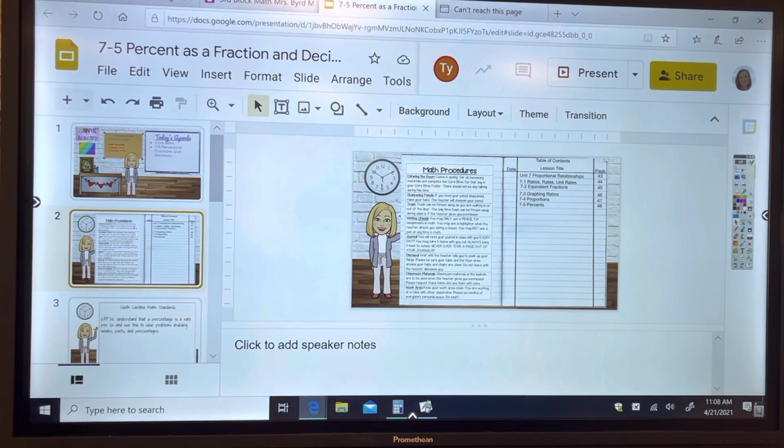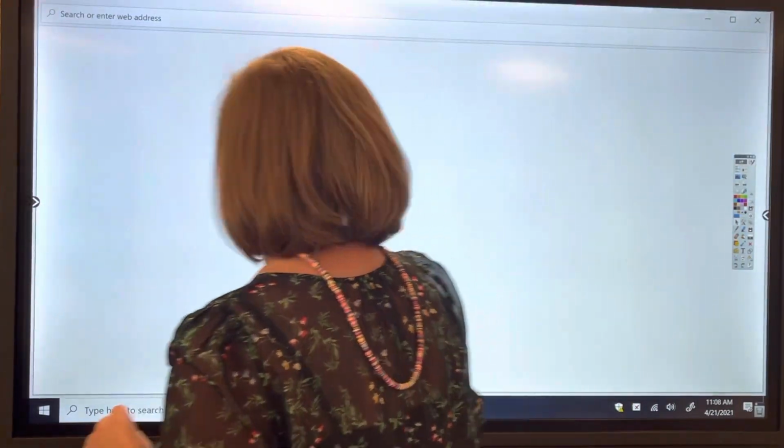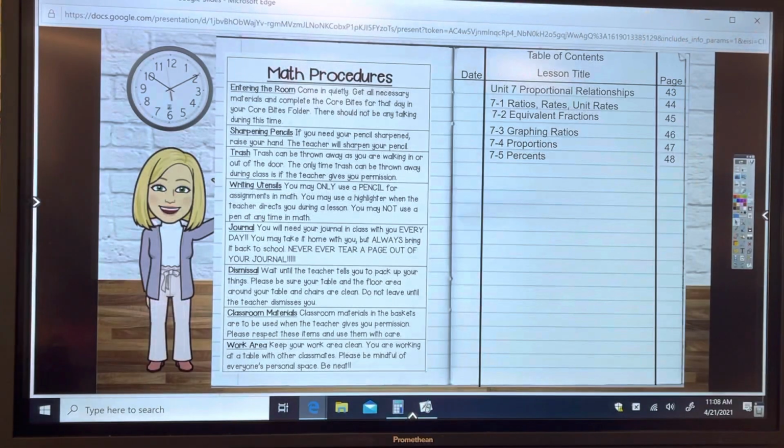And everybody should be on page 48, okay? Seven dash 5. You have it, Evelyn? Sorry.